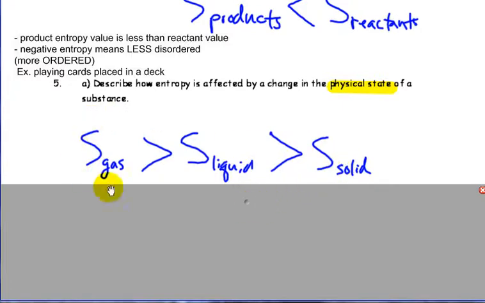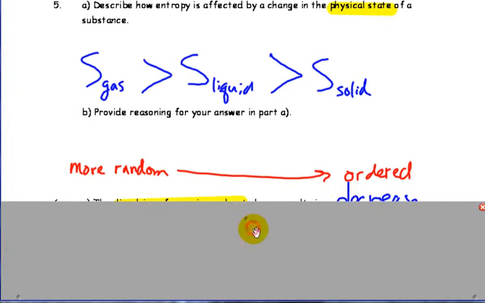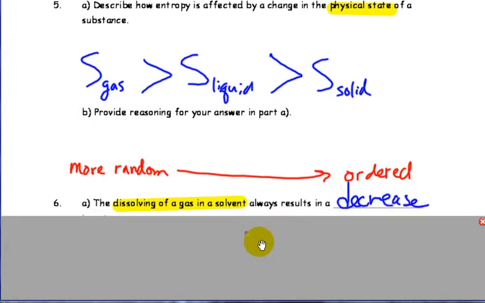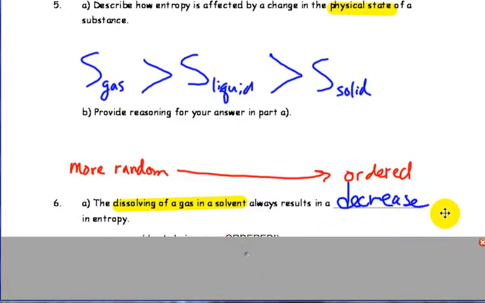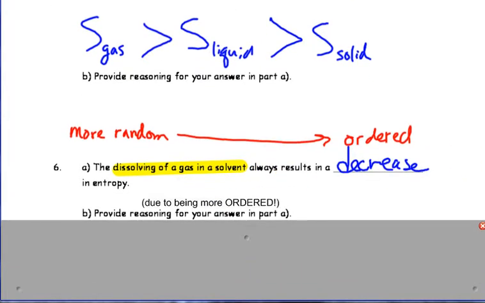So high entropy, high disorder; low entropy, more ordered state. So you're going from random to more ordered. Dissolving a gas in a liquid decreases entropy because it's making it into an ordered state. You have to force that gas to be in there. Just like a soda stream machine, you are forcing gas to be in the liquid. You're making it an ordered state. It doesn't naturally want to do that. So gas dissolved in liquid, that is low entropy.